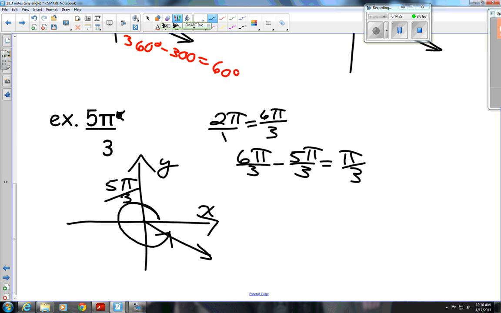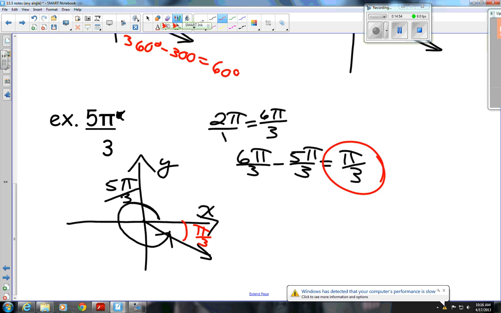Now, my reference angle. Shouldn't it be in the first quadrant? Yeah, halfway around is pi. It's pi over 3. It's 5 pi over 3. Well, why do you figure out pi over 3? Because that's how far it is. That's going to be my reference angle. Okay, that's how far it is from all the way around. So my reference angle here is going to be the pi over 3.